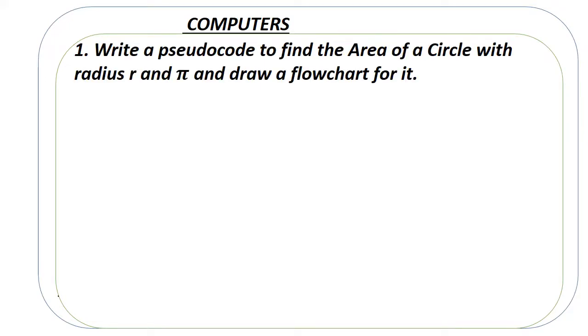so we have got a question here. Write a pseudocode to find the area of a circle with radius R and pi, and draw a flowchart for it. So they want pseudocode to find the area of a circle with radius R and pi, and draw a flowchart for it. Of course, we have seen examples of this, but let's see the thinking behind it. So what do we need?